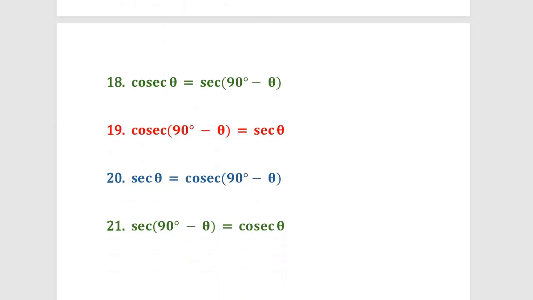Now, relation between cosec theta and sec theta in terms of theta and 90 degree minus theta. We have formula number 18, cosec theta equals sec 90 degree minus theta. Formula 19, cosec 90 degree minus theta equals sec theta. Formula 20, sec theta equals cosec 90 degree minus theta. And formula 21, sec 90 degree minus theta equals cosec theta.